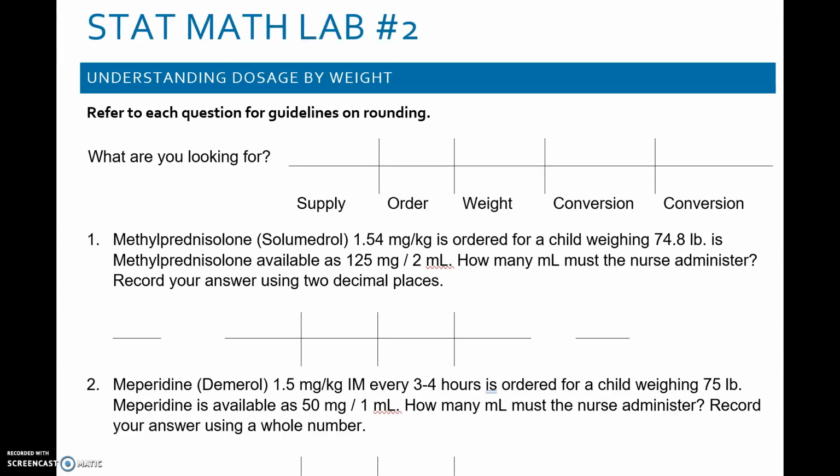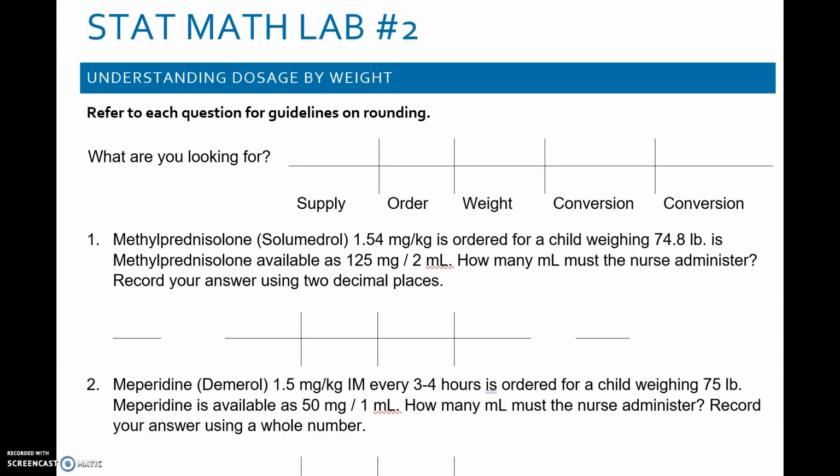So let's look at this first one. Methylprednisolone 1.54 milligrams per kilogram is ordered for a child weighing 74.8 pounds. Methylprednisolone is available as 125 milligrams per 2 mLs. How many mLs must the nurse administer? Record the answer using 2 decimal places.